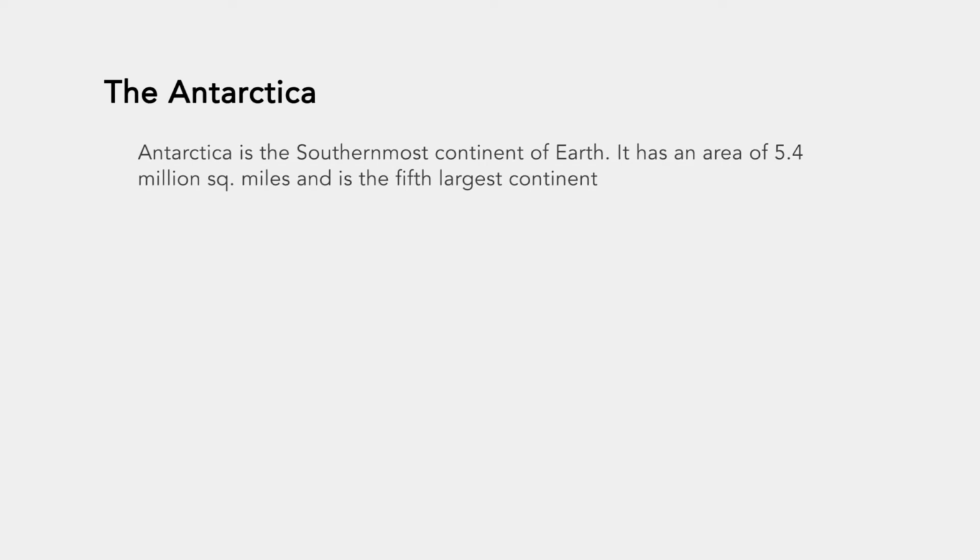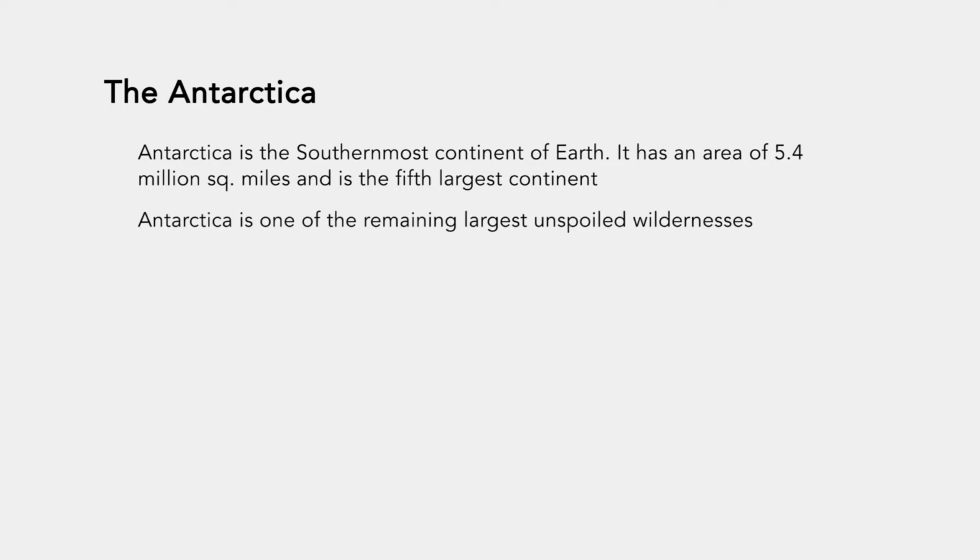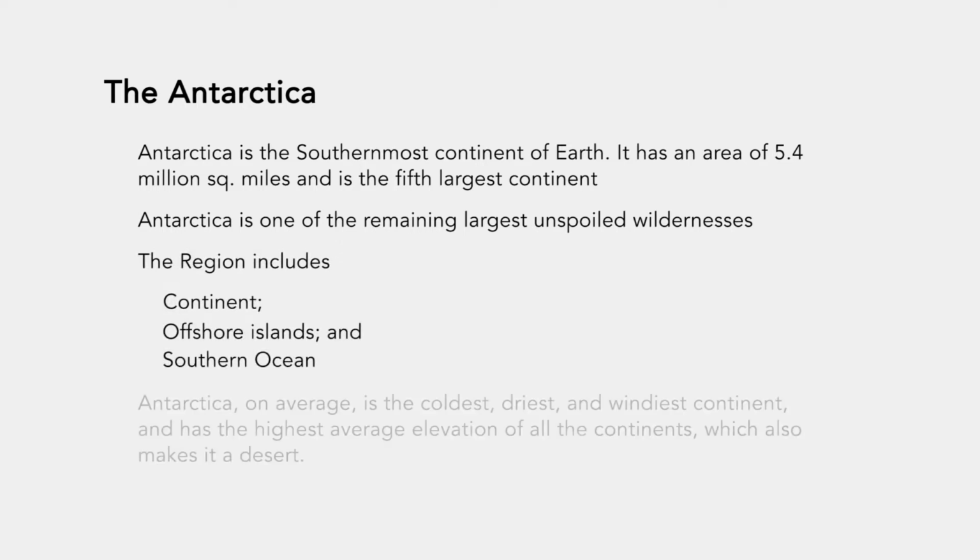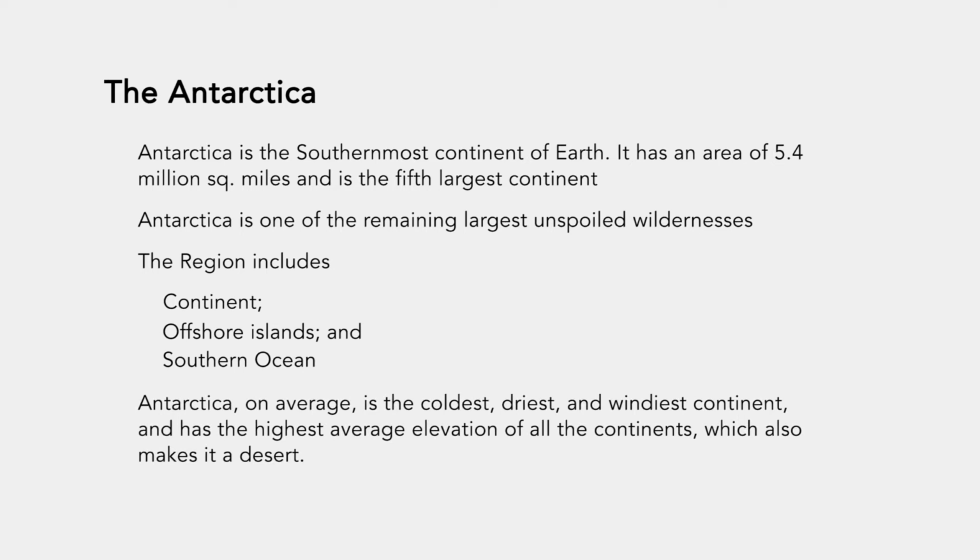Antarctica is the southernmost continent of Earth. It has an area of 5.4 million square miles and is one of the smallest continents, making it the fifth largest continent on Earth. Antarctica is one of the remaining largest unspoiled wilderness. The region includes the continent, offshore islands, and Southern Ocean. Antarctica on average is the coldest, driest and windiest continent and has the highest average elevation of all the continents, which also makes it a desert.